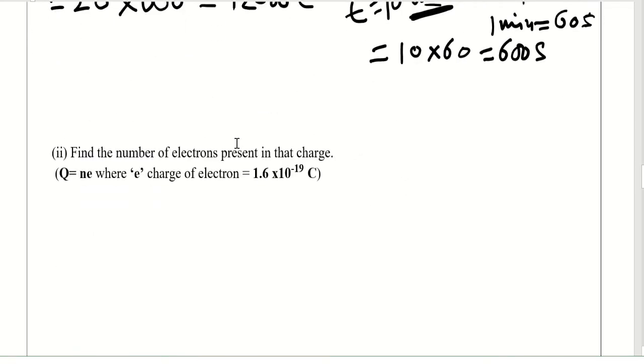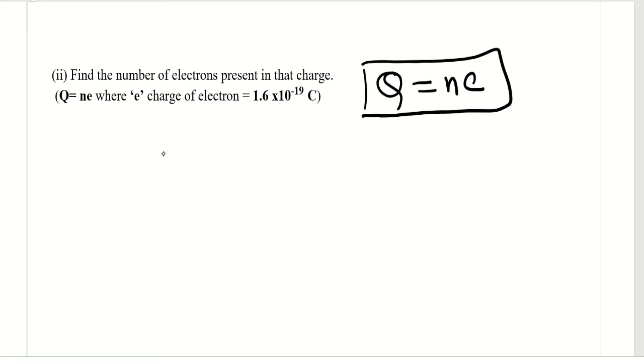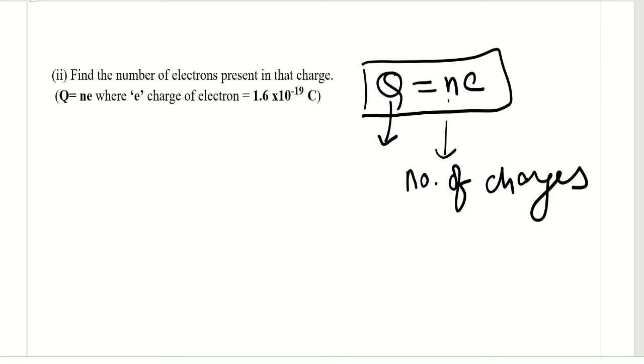And in part 2, the number of electrons present in the charge. There is a formula between the charge and the number of electrons: Q equals Ne. In this formula, Q is the charge in coulomb, and N stands for the number of charges, number of electrons, or number of protons, whatever. And e stands for the charge of the electron, which is constant.